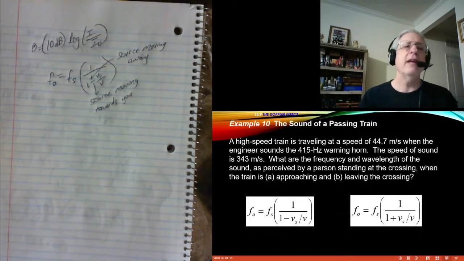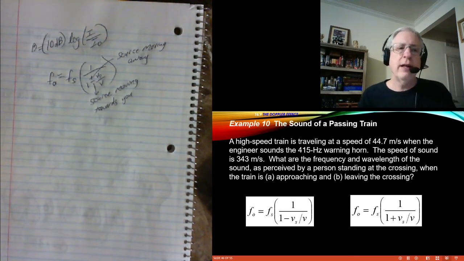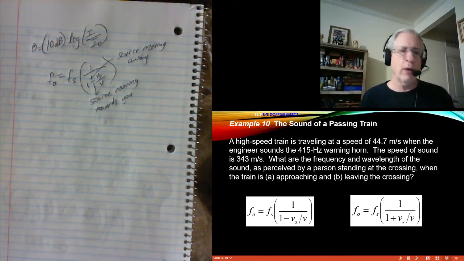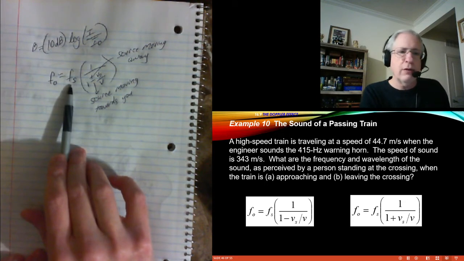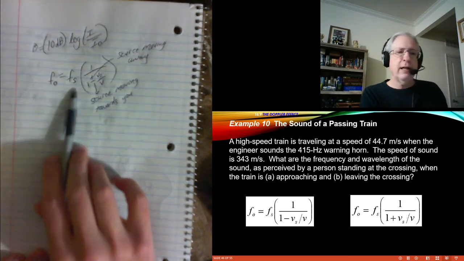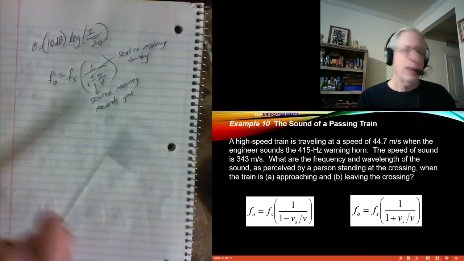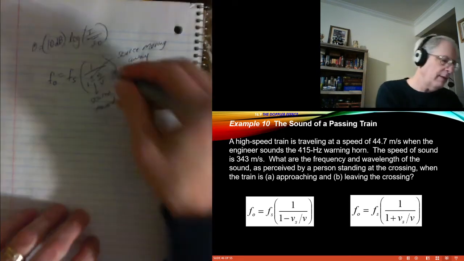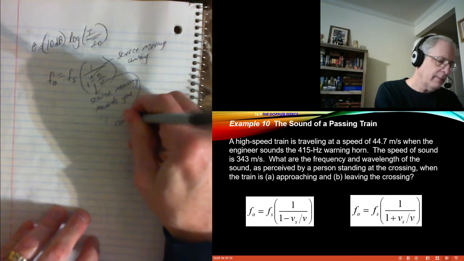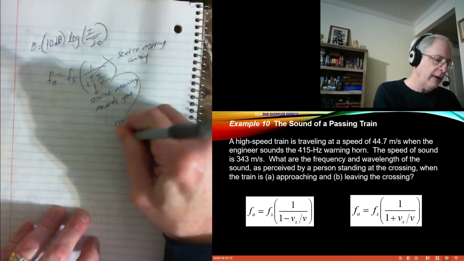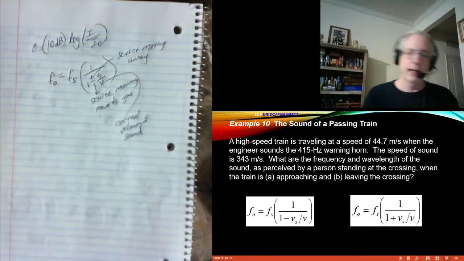So let's look at an example. A high-speed train is traveling at a speed of 44.7 meters per second when the engineer sounds the 415 hertz warning horn. So that's the frequency of the source, 415 hertz. The speed of sound, v, is the normal velocity of sound.